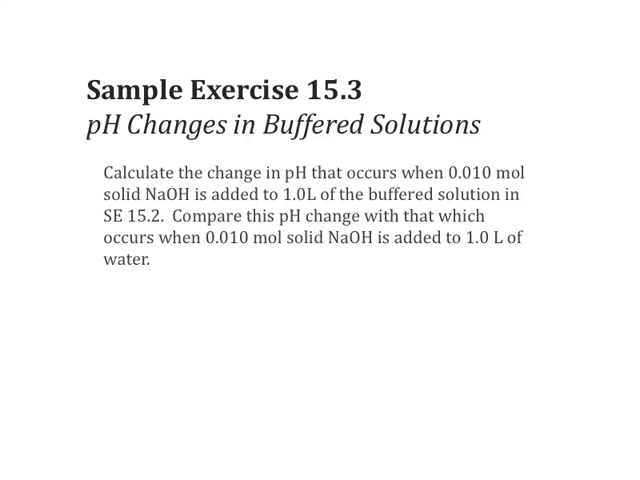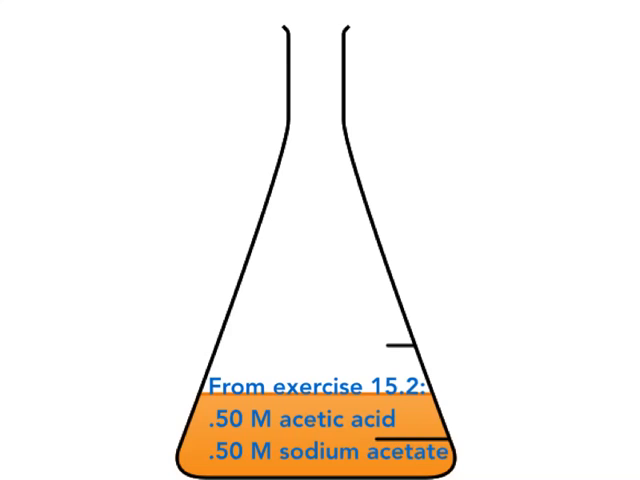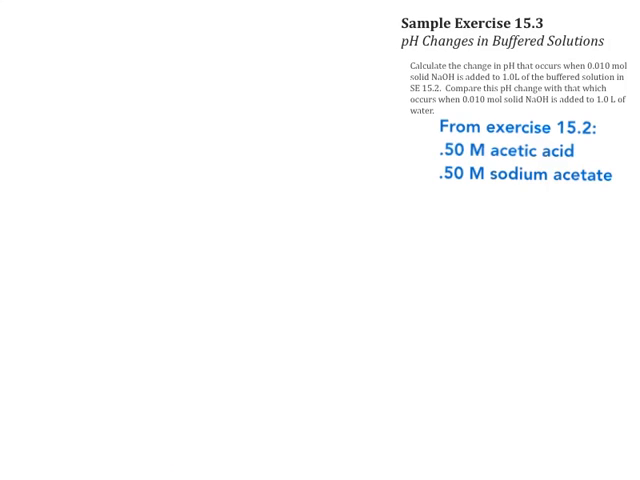Let's try this example with adding solid NaOH to a solution from sample exercise 15.2. From exercise 15.2, we had 0.5 molar acetic acid and 0.5 molar sodium acetate in the buffer solution. First, you need to decide what the hydroxide ions are going to react with so that your pH isn't changing. It's two options, either the acetic acid or its conjugate base, acetate ion. Since hydroxide is negatively charged, it's not likely to react with the acetate ion, so it's most likely going to react with the acetic acid.